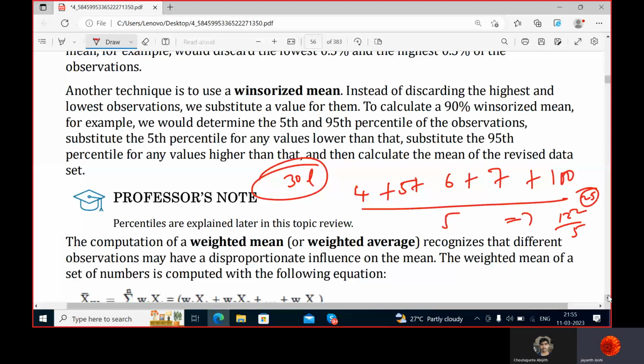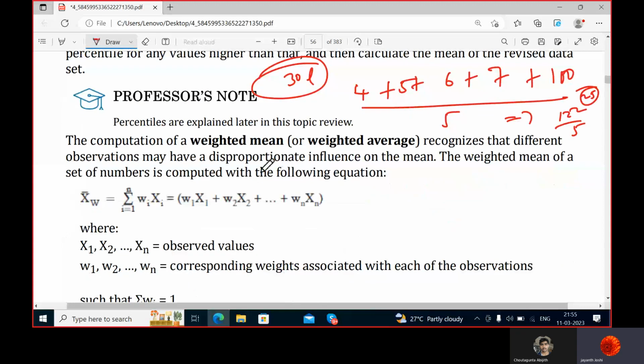So this is the problem with mean. The mean gets distorted because of extreme observations. Now we'll take weighted mean into picture. What is this weighted average? We can try to find out the average. That weightage can be anything.